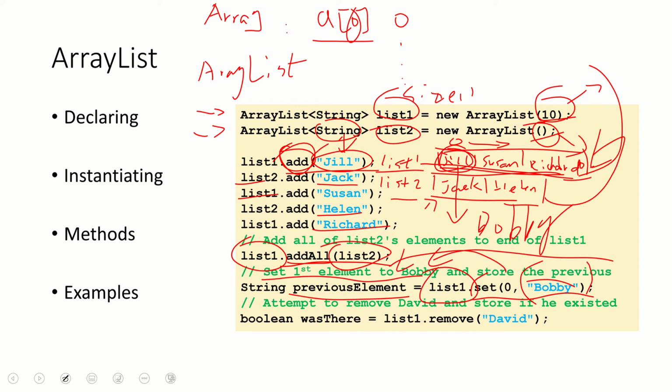Okay, so let's say another one. We try to remove the element which contains David. If there is something in list1 that has David, we will remove it and return true. If not, which means this list did not contain David, this will return false.